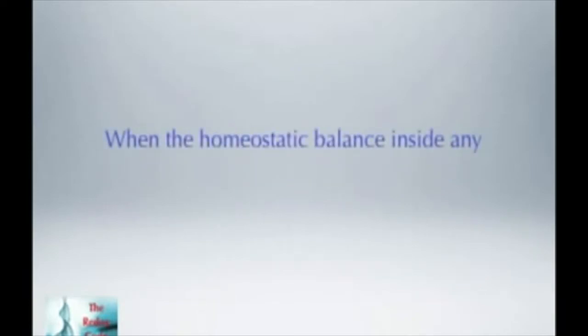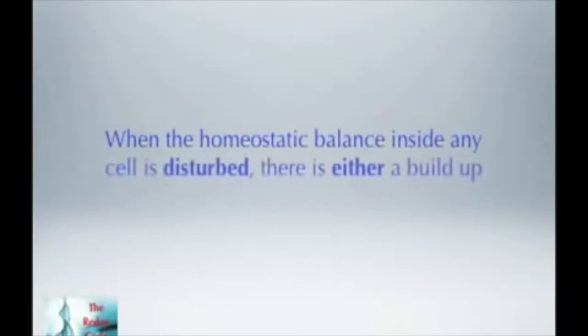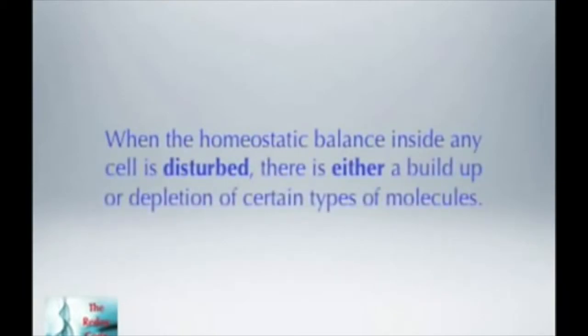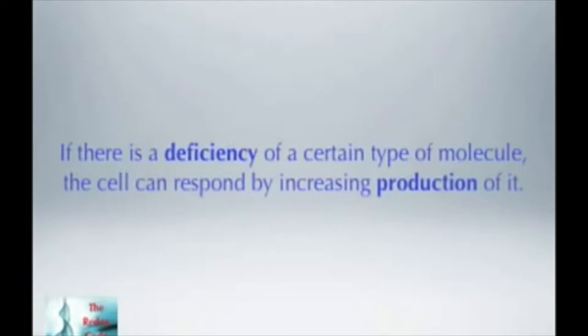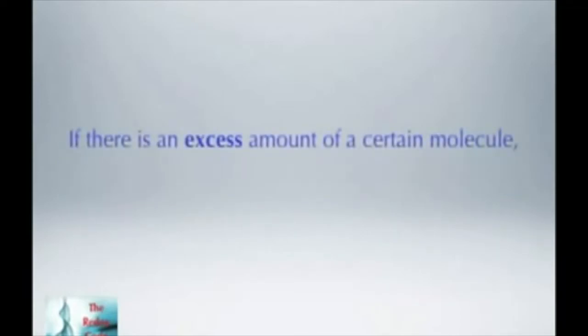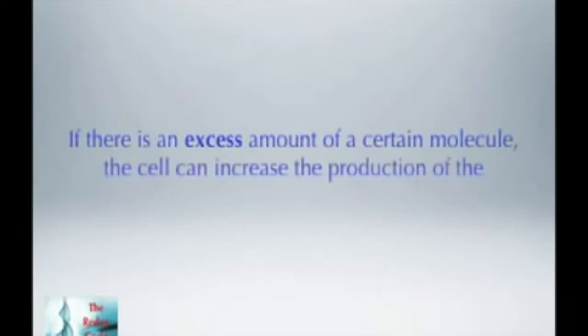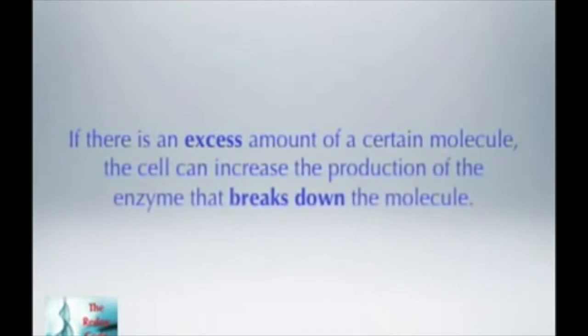Now, when the homeostatic balance inside any cell is disturbed, there's either a buildup or a depletion of certain types of molecules. If there's a deficiency of a certain type of molecule, the cell can respond by increasing the production of it. If there's an excess amount of a certain molecule, the cell can increase the production of the enzyme that breaks down that molecule.